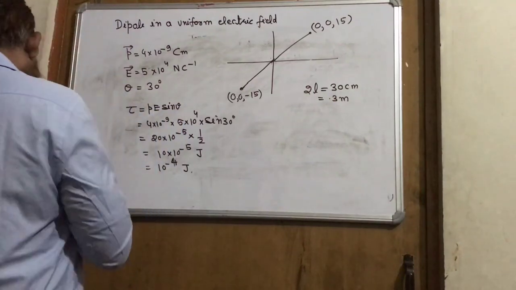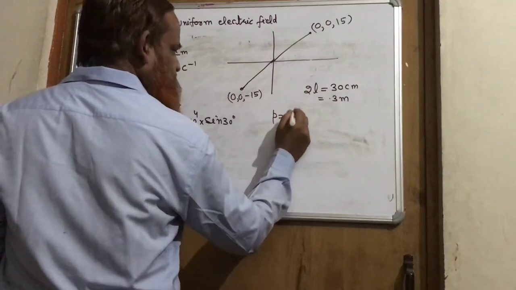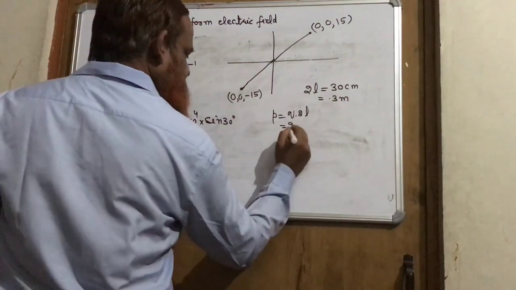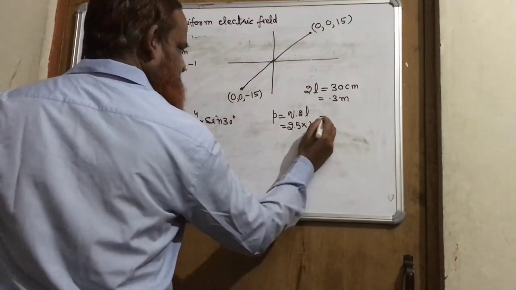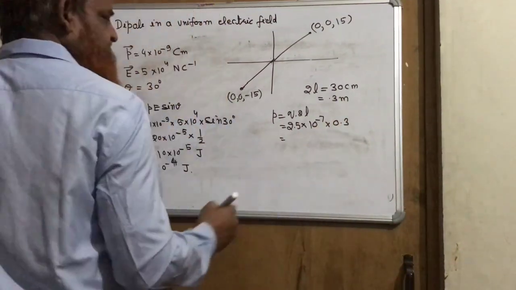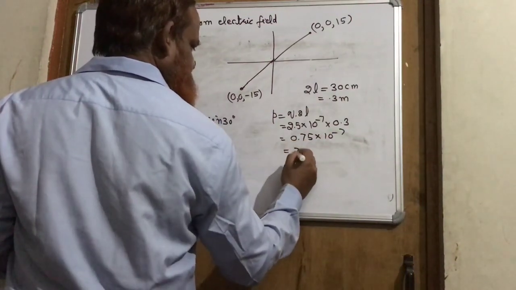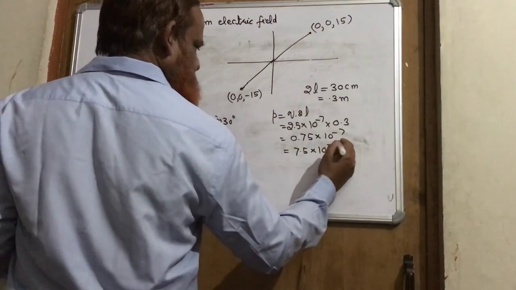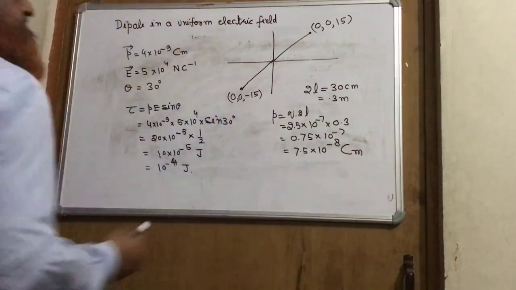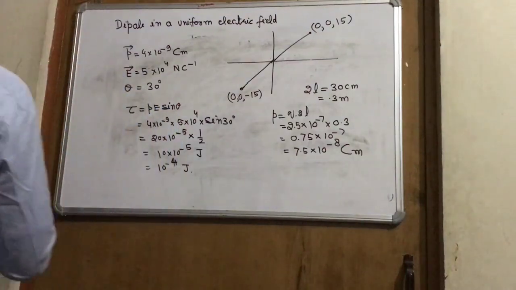So you want to find the dipole moment. Electric dipole moment is Q into 2L. So here Q is 2.5 into 10 to the power minus 7 and separation is 0.3. So it will be 0.75 into 10 to the power minus 7, or 7.5 into 10 to the power minus 8 coulomb meter. And net charge will be 0 because one is plus and another is minus.